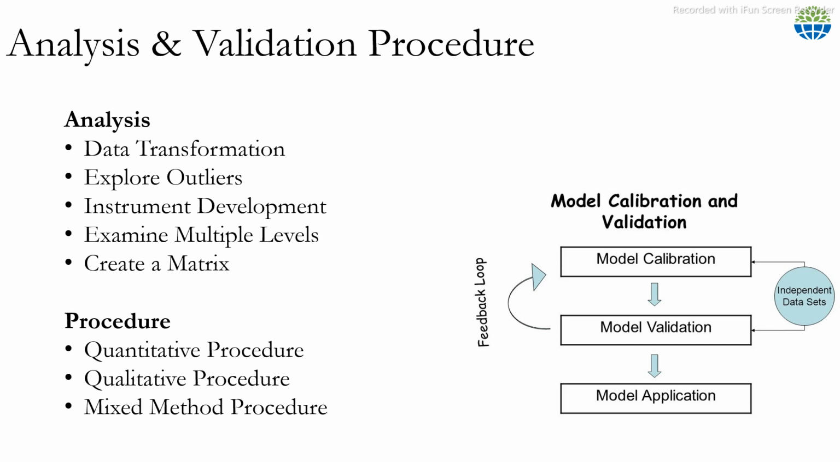But how can we do analysis of any data? We have to follow a quantitative process, or we have to follow a qualitative procedure. Sometimes we can mix them and use a mixed model. In the analysis of data, data transformation is required. We need to check the outliers. We need to explore the outliers. Outliers means unexpected values.